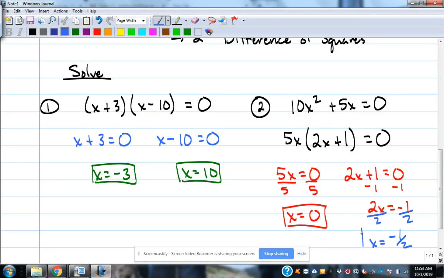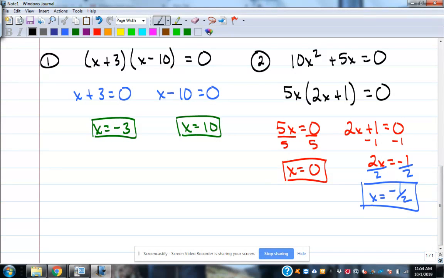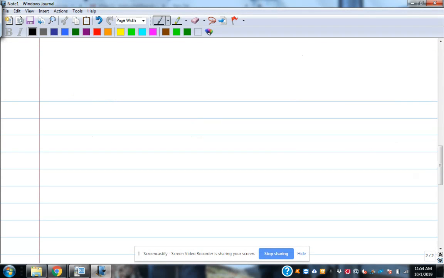-1/2. Do not change that into -0.5. Getting to the point now, I will count it wrong. Okay? You're not following my directions. Don't change it to decimals. I don't care what Photomath does. All right.